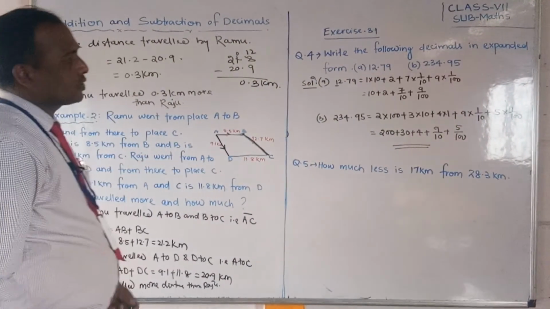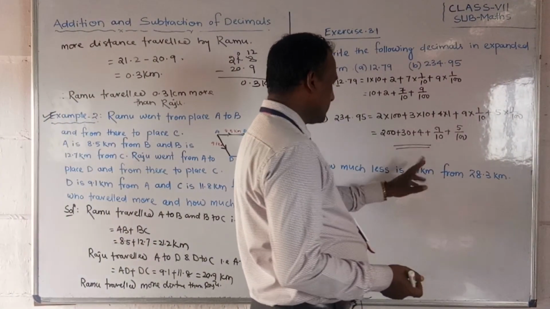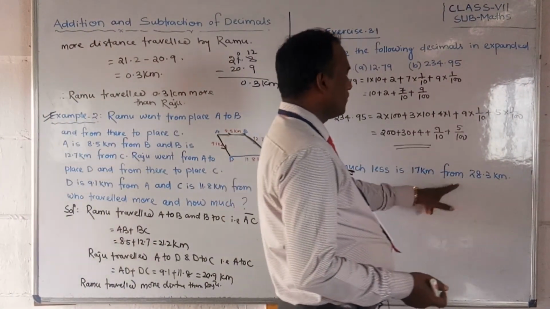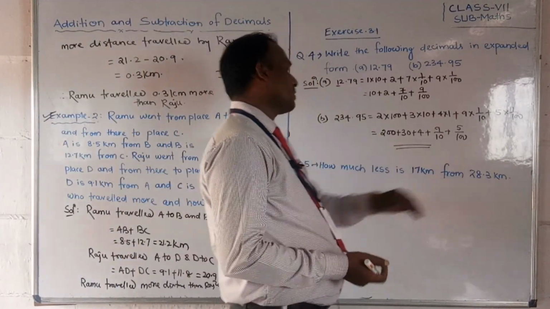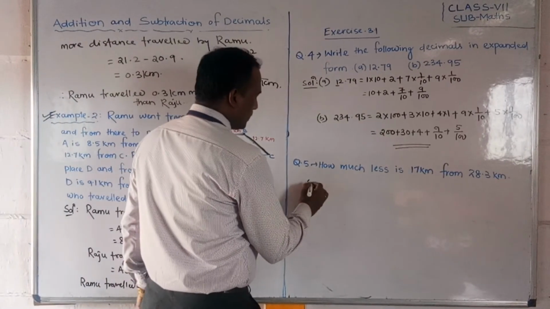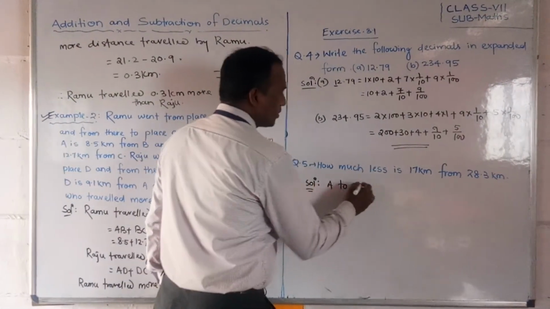Okay. Now students, question number 5 you have to do. How much less is 17 km from this? How much less is 17 km from this? So that solution we can write according to the question. Directly we can write according to the question.